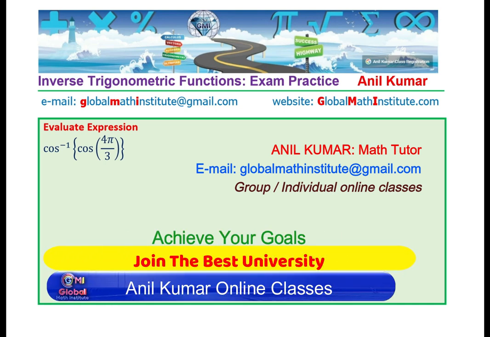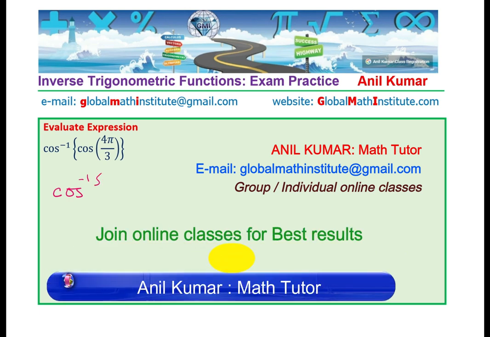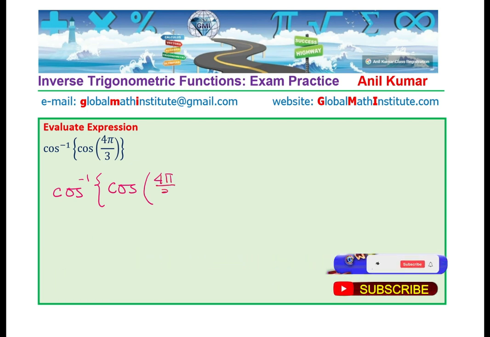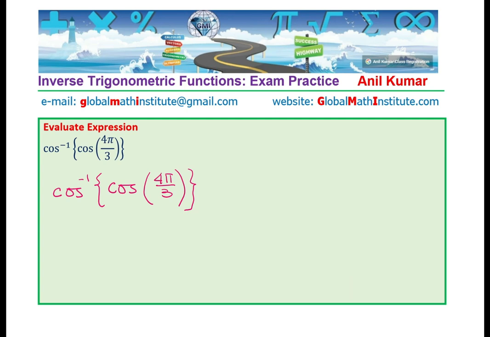So the expression given to us is cos inverse of cos of 4 pi by 3. Will it be 4 pi by 3 or not? Another thing you need to think about is why it is not 4 pi by 3. We're going to answer these questions also, which will give you the complete concept.